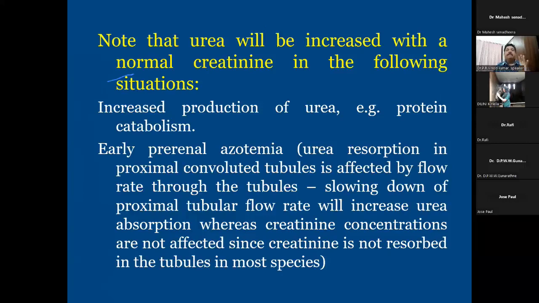A urea increase alone cannot say that the kidney is involved, especially in increased protein, that is, increased production of urea. For example, in protein catabolism: if you are eating 30 or 40 eggs a day, excess protein metabolism happens and urea will be produced more, uric acid will be produced more. Also early pre-renal azotemia, early kidney disease, and urea resorption in the proximal convoluted tubule, leave it.